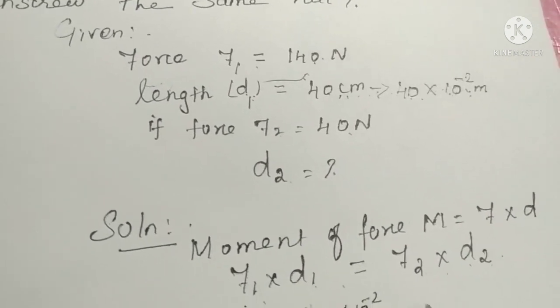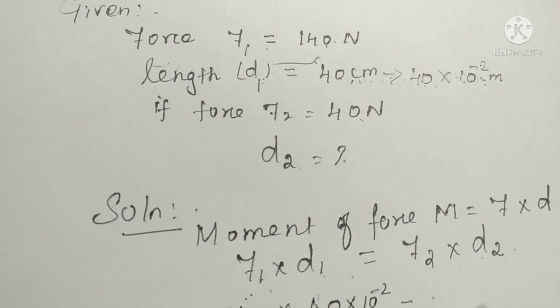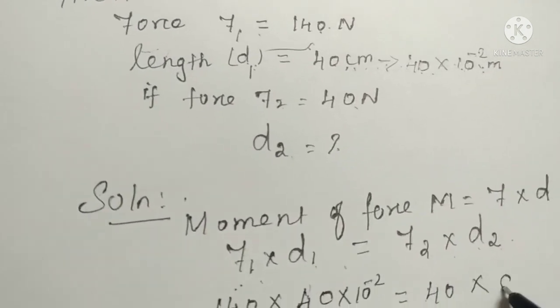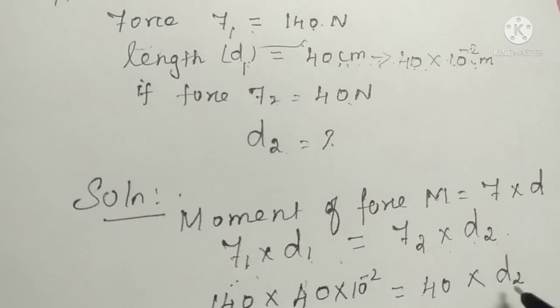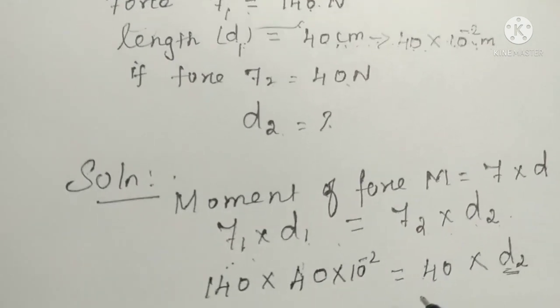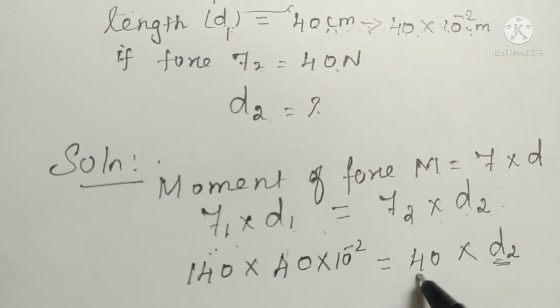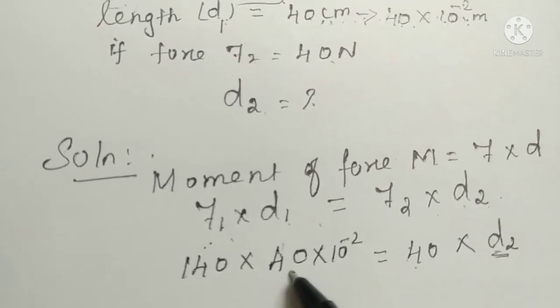Equal to, and what is the F2 value? F2, yes, 40 Newton into D2. The D2 value we don't know, that only we are going to find. Now here, on both sides you have to see, here 40, here also 40, we can cancel, isn't it?